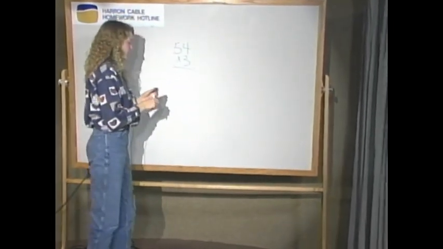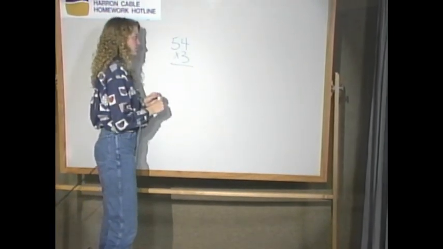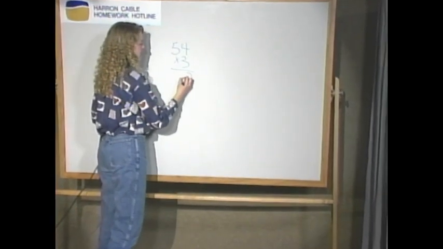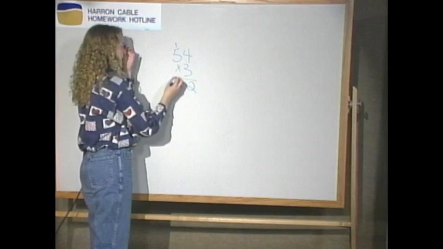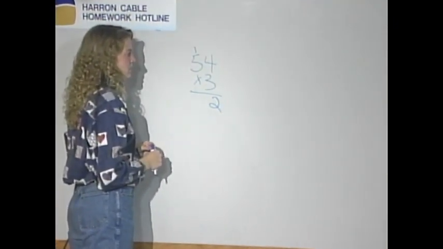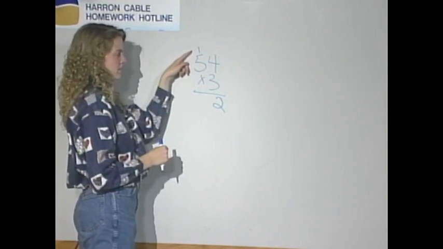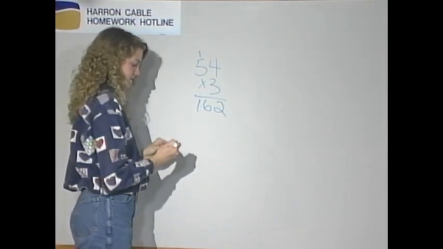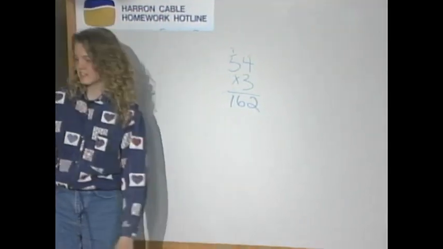Okay, do you know what 4 times 3 is? 12. Okay, you put your 2 down here, put your 1 up here above the 5. Do you know what 3 times 5 is? 15. And then you add 1. 16. Okay, and your answer is 162. Thanks. You're welcome. Okay, we got that answer.